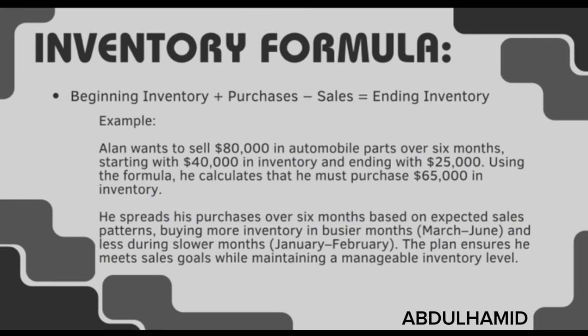So, planning deliveries, Alan doesn't want all $65,000 worth of inventory delivered at once. Why? He doesn't have enough cash or space. He knows some months are busier than others, so he plans most purchases in spring when more people fix their cars for summer travel. And also, he avoids buying too much in January and February, which are slower months.